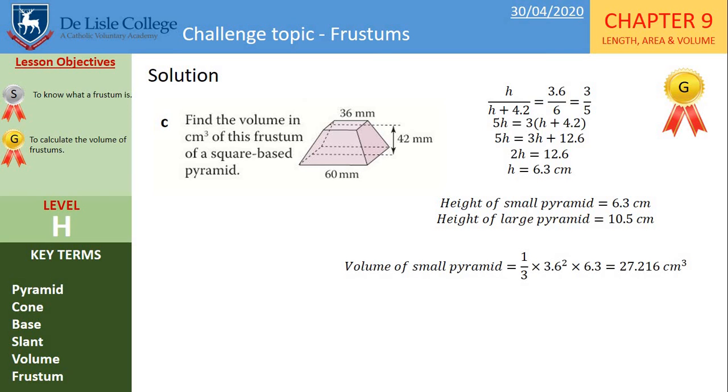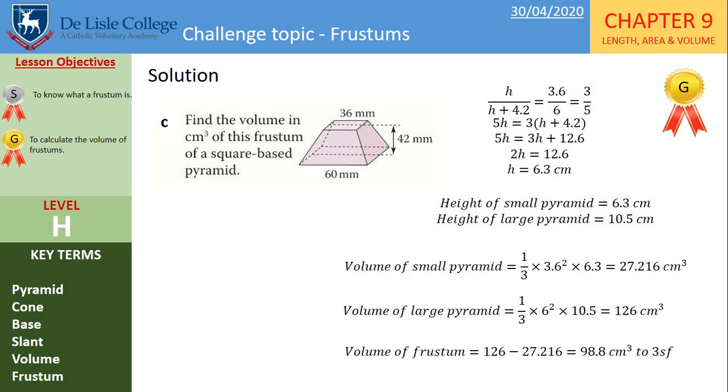So remember, volume of a pyramid is a third times the area of the base times by the height. This time the area of the base is a square, so we want the area of the square. So that's going to be 3.6 multiplied by 3.6. The volume of the large pyramid, that has a square base of 6 centimetres by 6 centimetres. Subtract them, and then to 3 significant figures, we've got 98.8 centimetres cubed. Again, well done if you've got that.